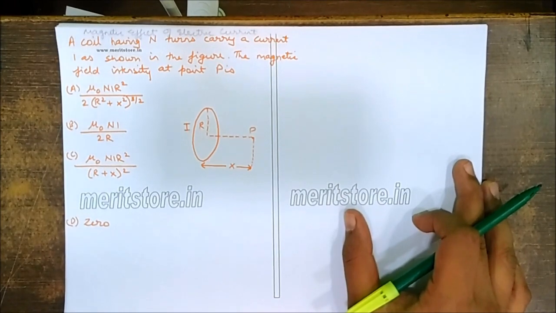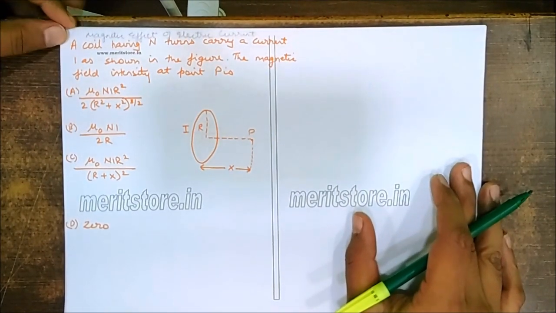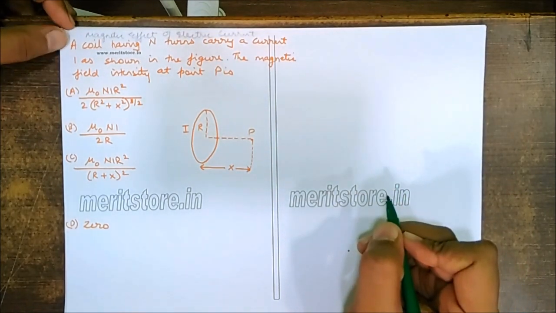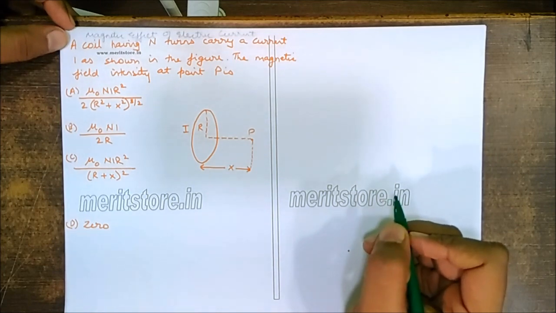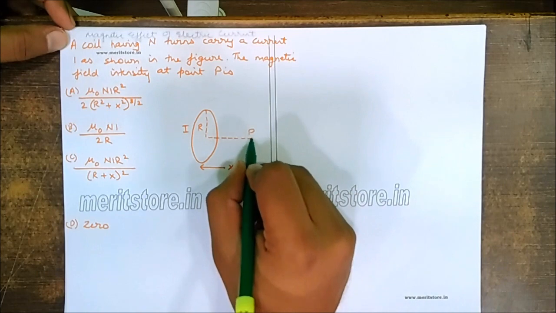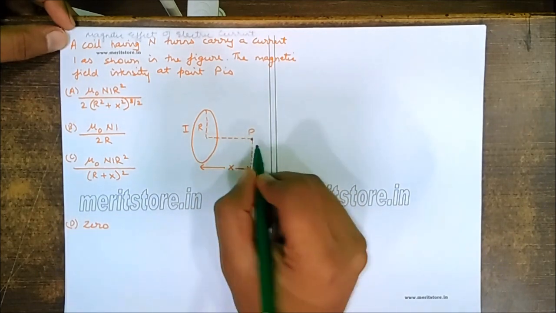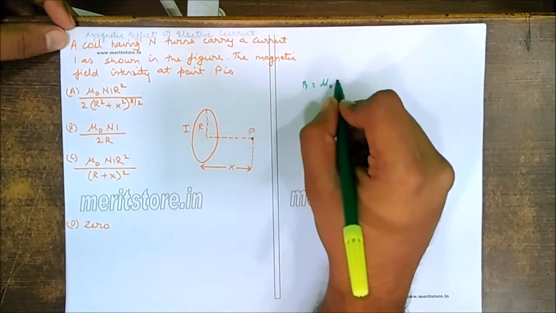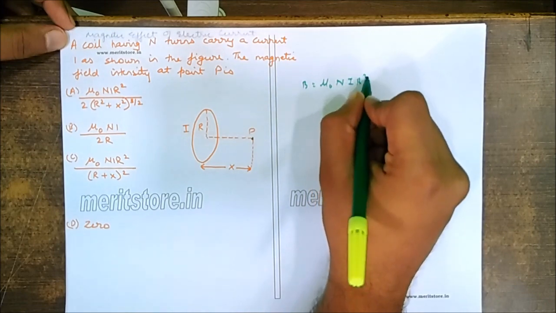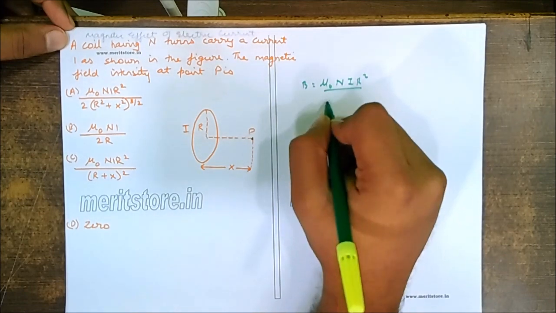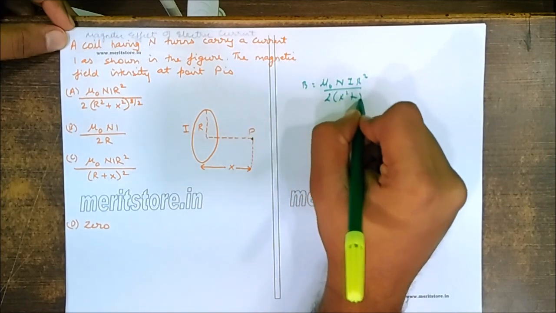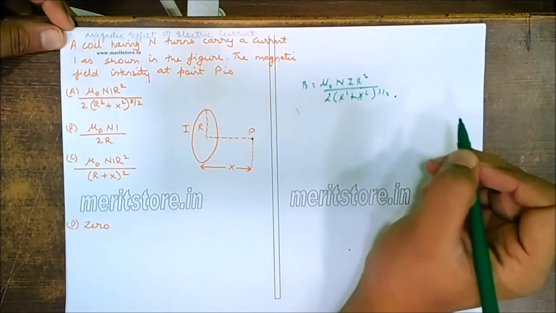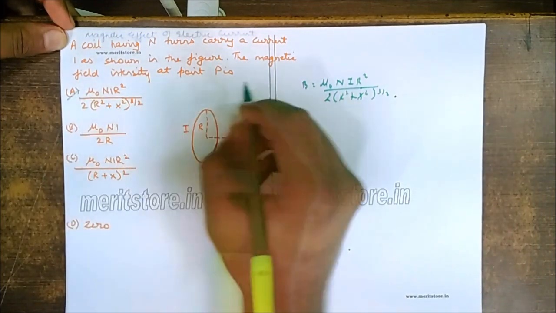The next chapter is magnetic effect of electric current. The first question: a coil having n turns carries a current I as shown in the figure. The magnetic field intensity at a point P is. Okay, so we need the magnetic intensity at a point on the axis of a coil. Now this is B is equal to mu naught N I R square, that is radius, upon 2 into R square plus X square the whole raised to 3 by 2, which has been discussed in the chapter magnetism. So it's a standard question, option A.